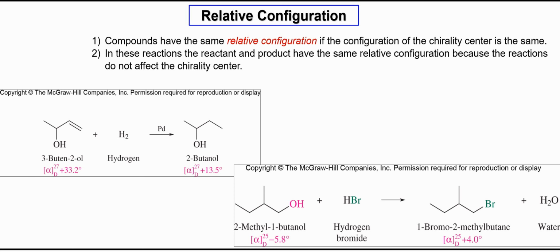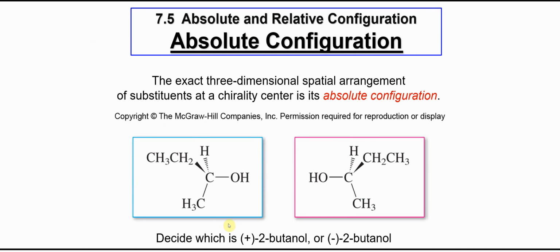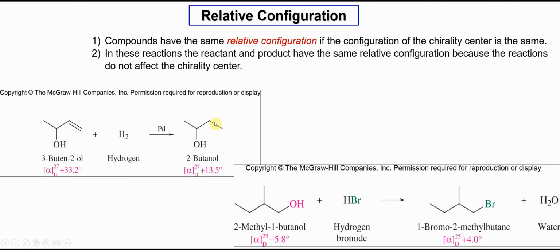For some configurations, you are going to identify the exact three-dimensional arrangement of all four different substituents. You consider them absolute configuration. The ones where you didn't identify the absolute position, where you did not give the exact three-dimensional arrangement of the four different substituents, this related structure you call relative configuration.